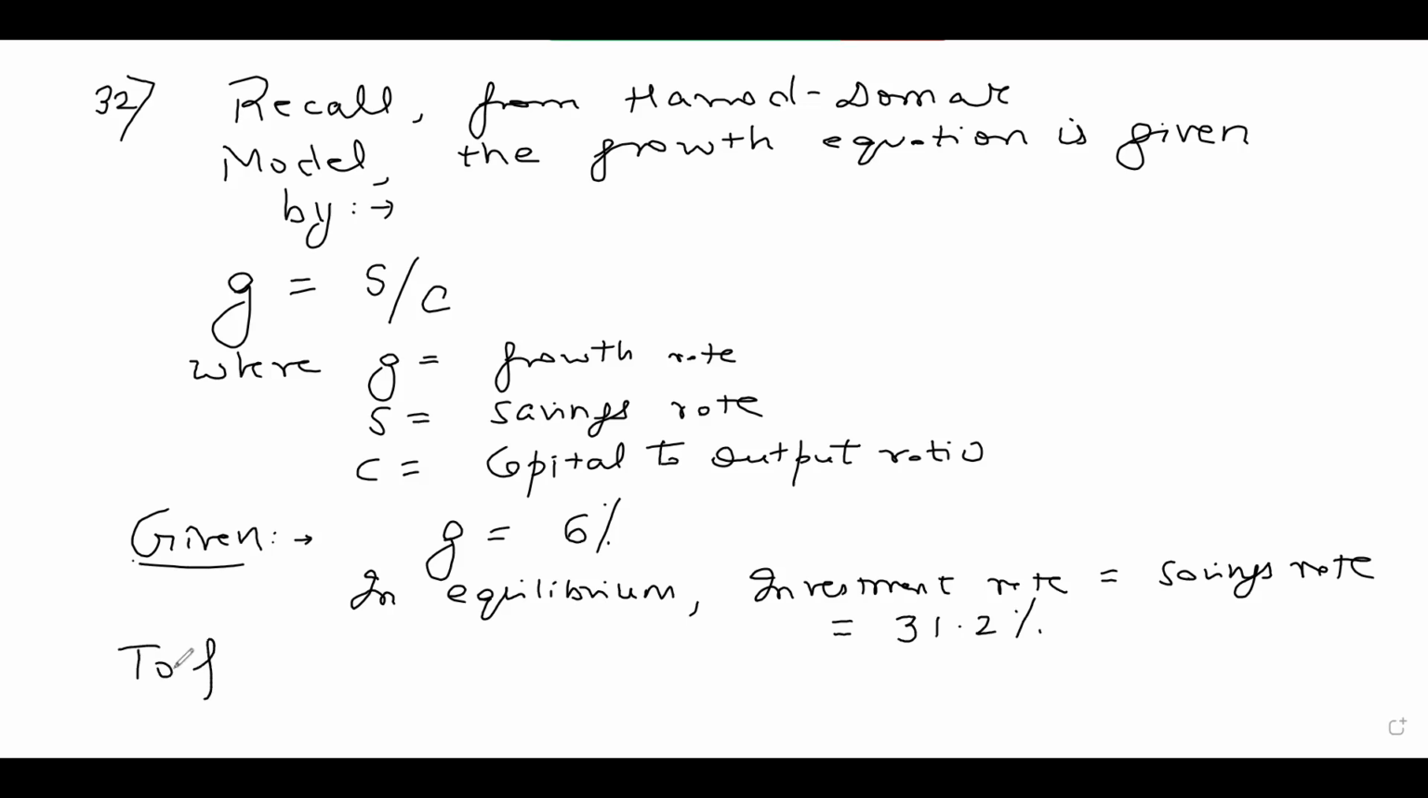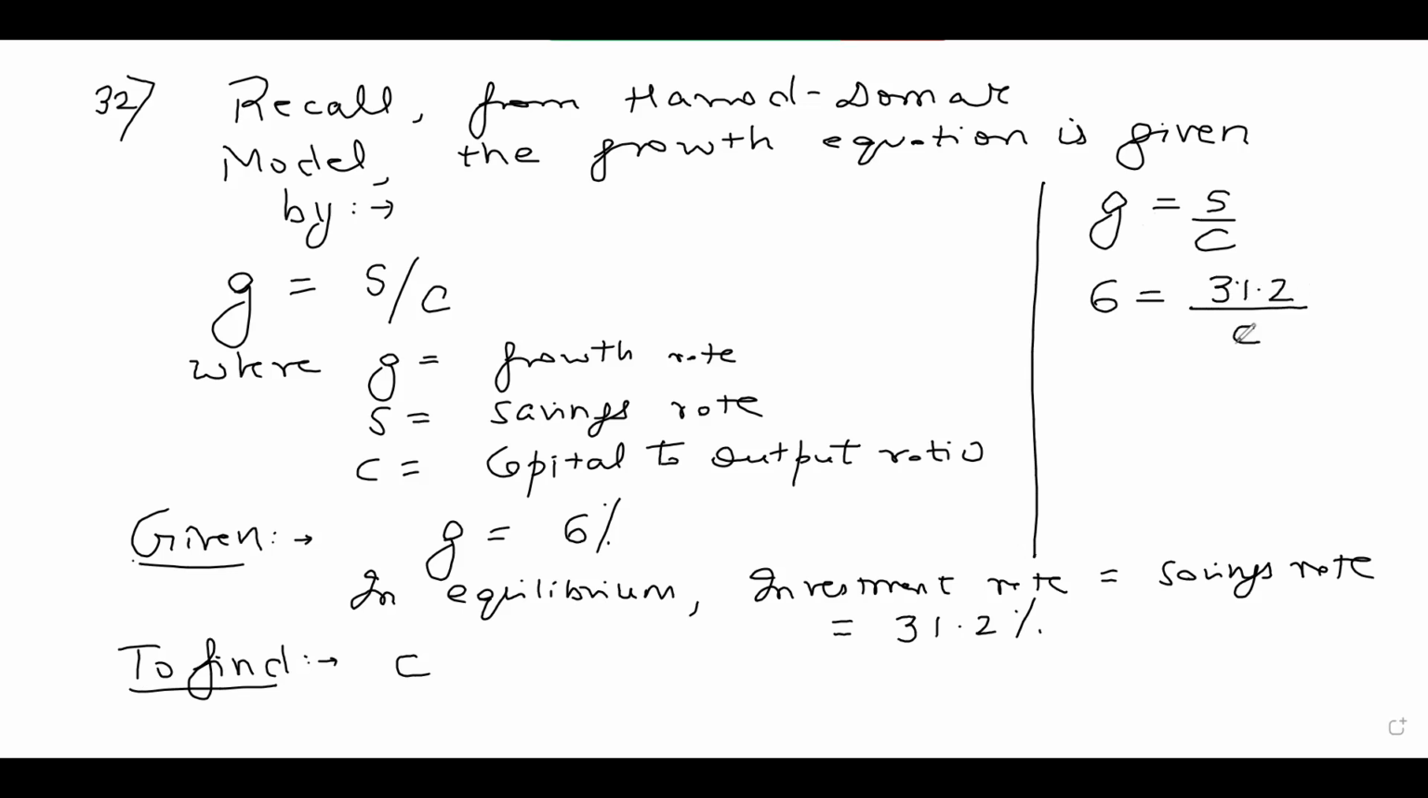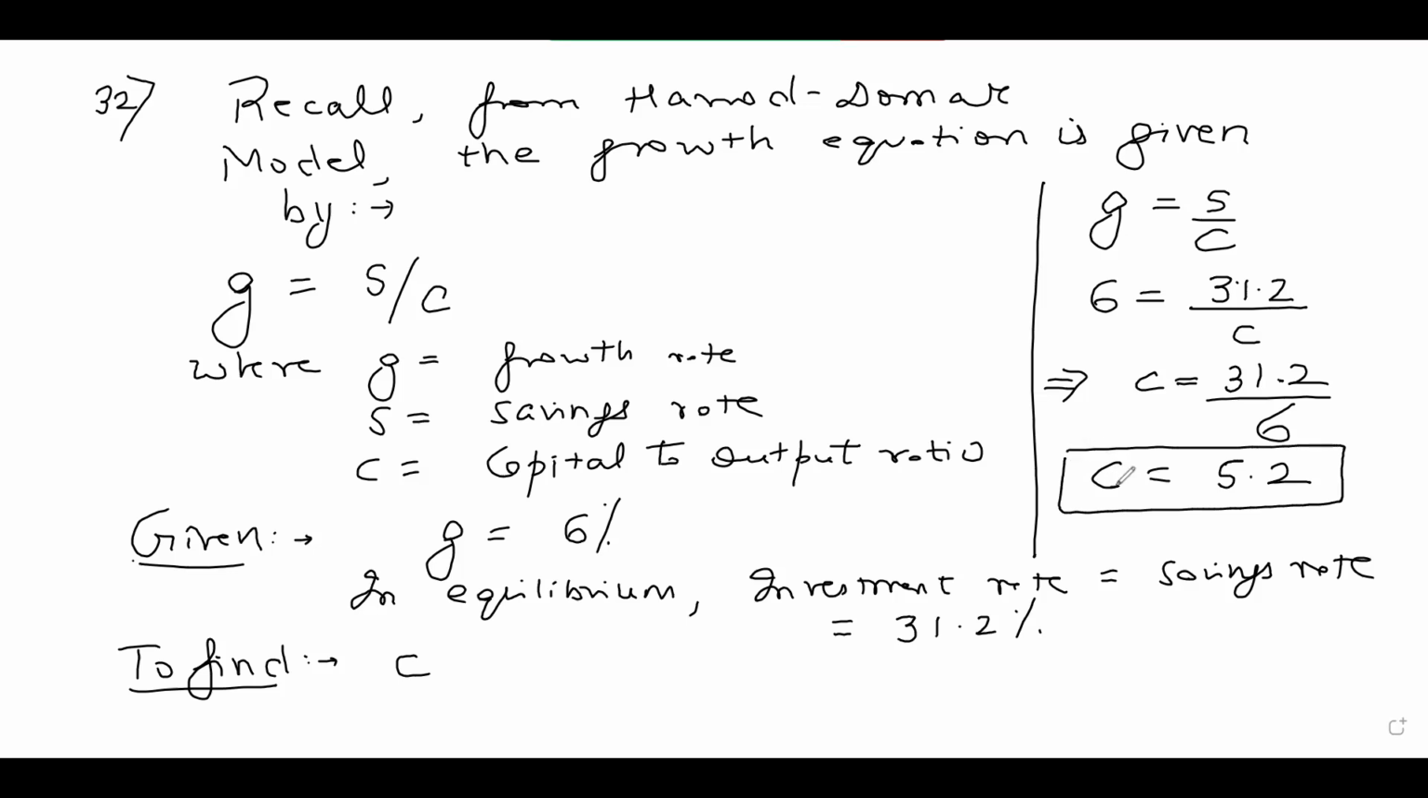And I need to find what? I need to find the value of C, which is my capital to output ratio. So I can write here G is equal to S by C. G is 6, S is 31.2%, and I need to find C. So I can say C is 31.2 divided by 6. How much is 31.2 divided by 6? Check it out using your calculator. It's 5.2. That means the capital to output ratio comes out as 5.2. So this is my answer for this particular question.